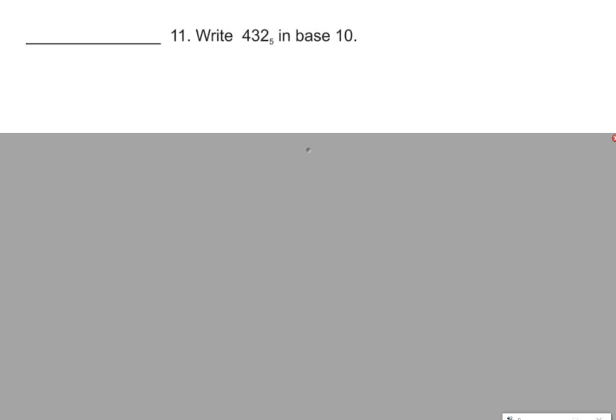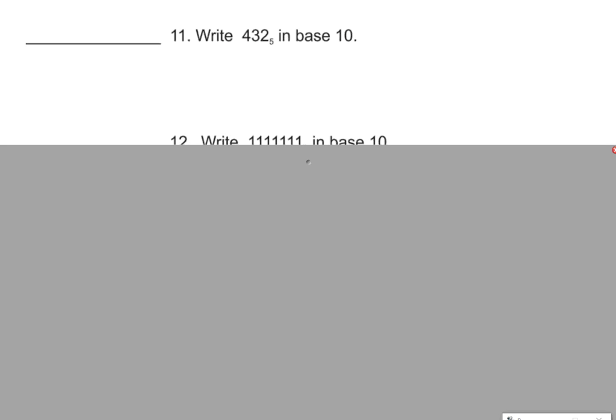All right, let's get to some base work. Write 432 base 5 in base 10. Remember, the whole key is multiplication and multiplying by the multipliers. You try to do it at your desk. I'm going to start doing it up here. So if you don't know what to do, watch me. If you know what to do, try to do it at your desk.